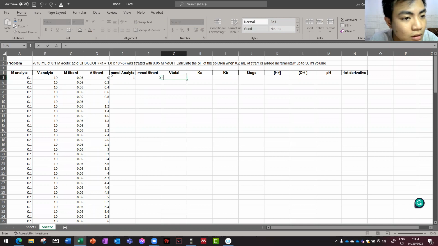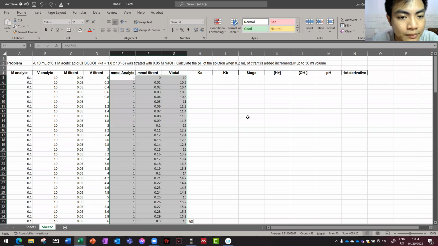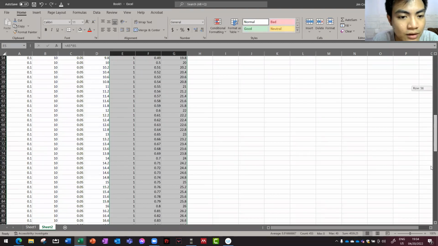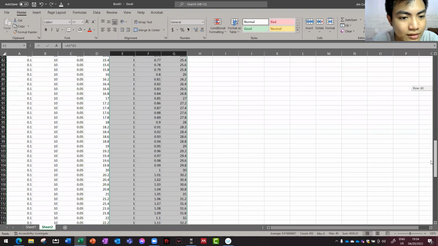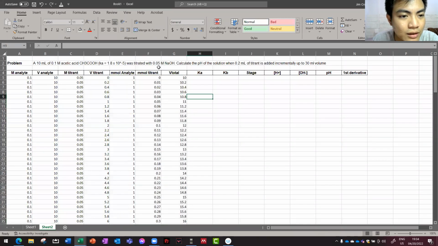So volume titrant plus volume analyte. And then you just highlight them all and double click this button here. So all the cells are applied with the equation we used here.